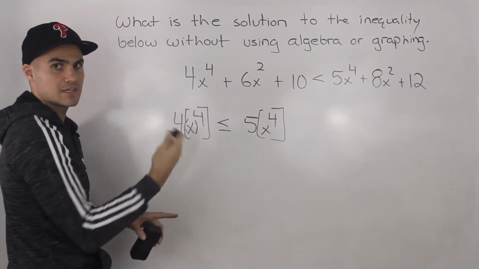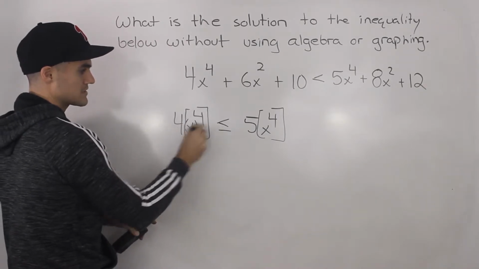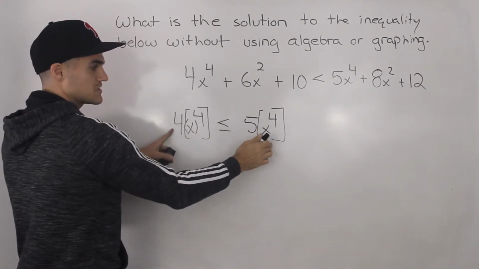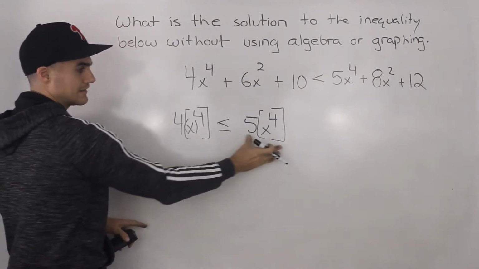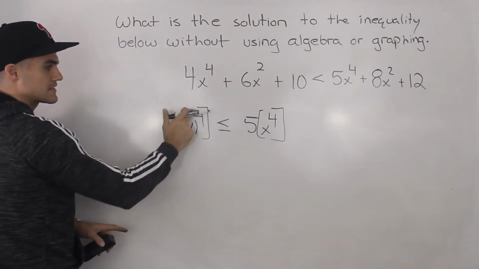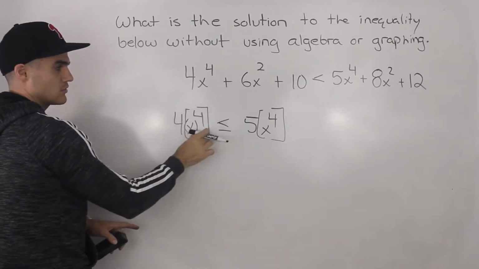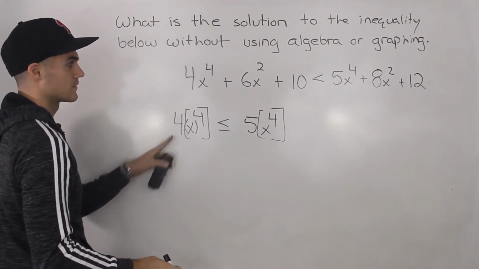The only time they can be equal is if x is 0. Because if we plug in 0 for x here, 0 for x here, both sides will be 0. But other than that, this will always be less than this here, because we're multiplying the same value in these square brackets by a lower constant, right?